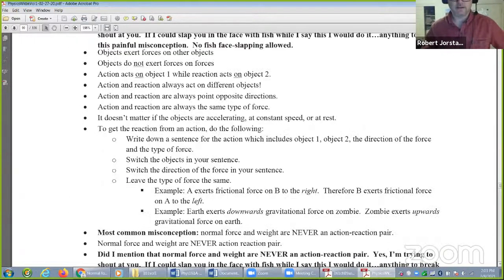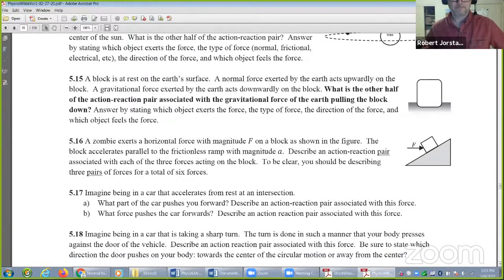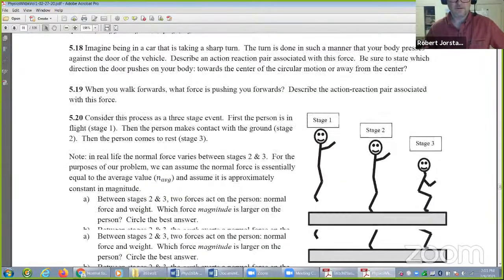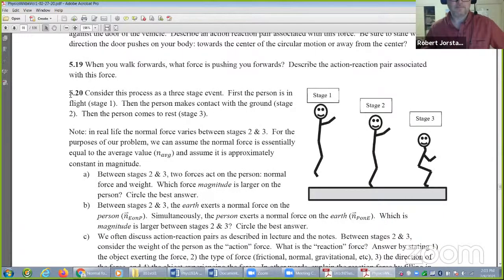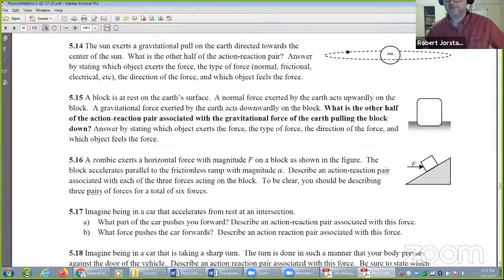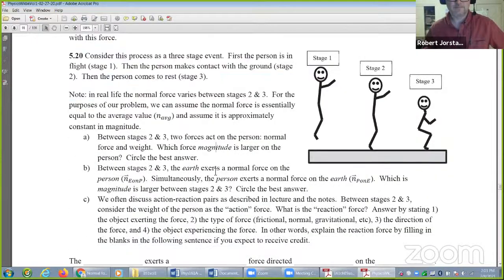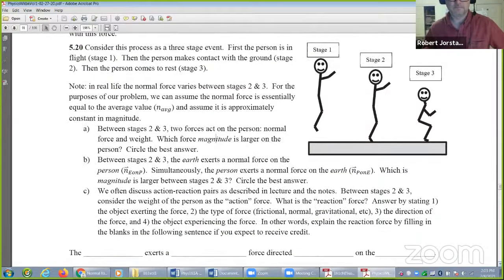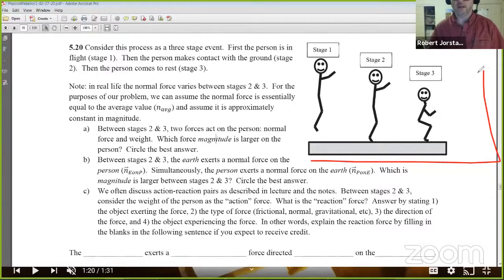So let's look at 5.20 at the bottom of page 89. Okay, so there's a three-stage event. The person is in flight, it makes contact with the ground, and then the person comes to rest. And you could visualize this with these pictures on the right side. They're kind of showing you what happens.